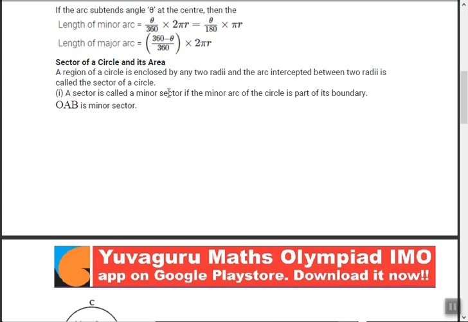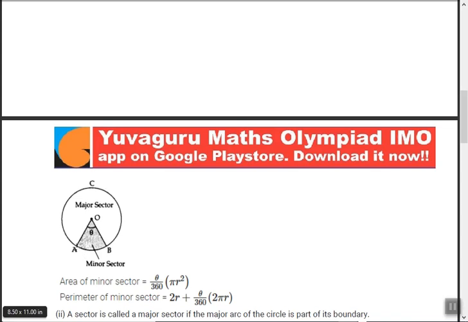A sector is called a minor sector if the minor arc of a circle is part of its boundary. So OAB is a minor sector over here. See this, AB is a minor arc, so OAB is a minor sector. So what is the area of a minor sector? Same as what we did for circumference: theta upon 360 into pi r square, because here it's area. For 360 degrees, it's pi r square. So for theta, it will be theta upon 360 into pi r square, direct proportion.